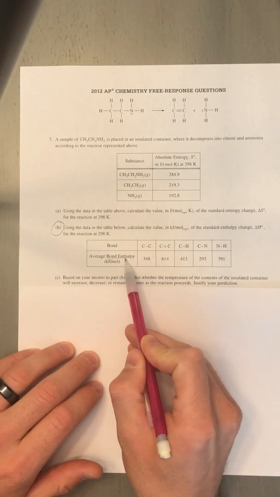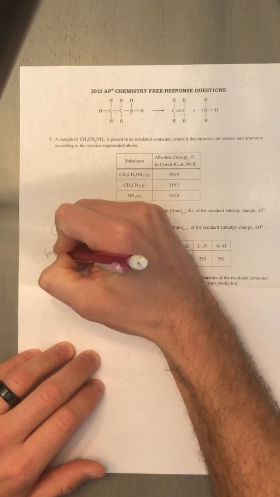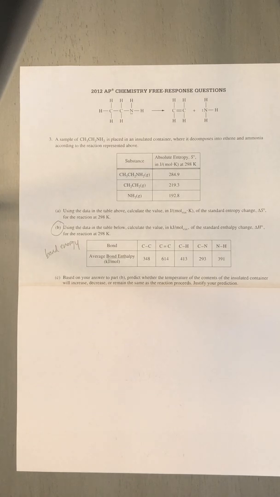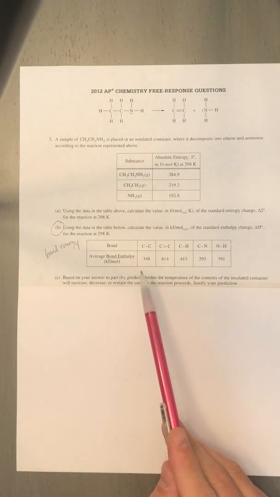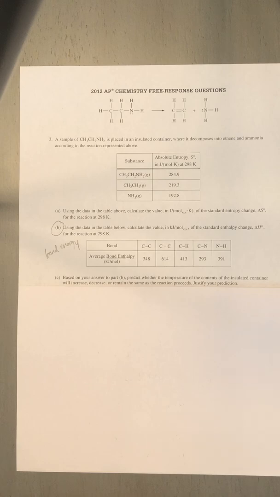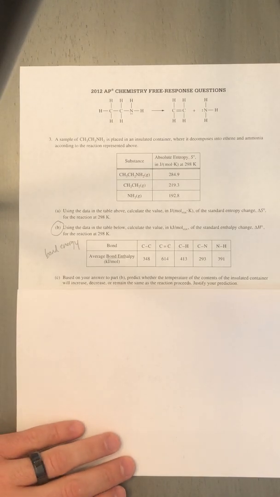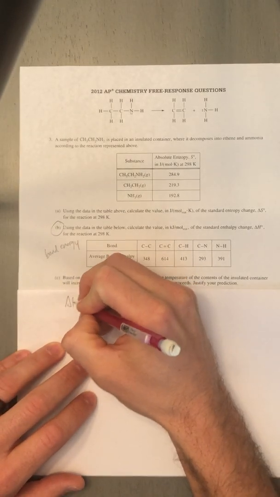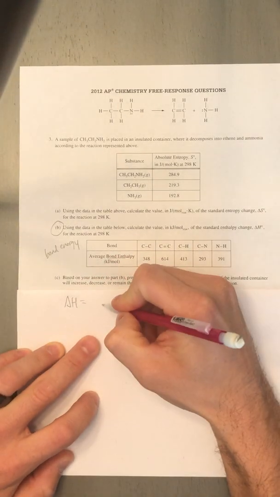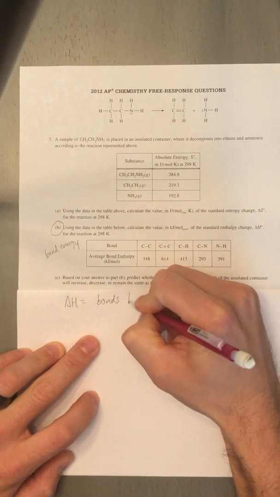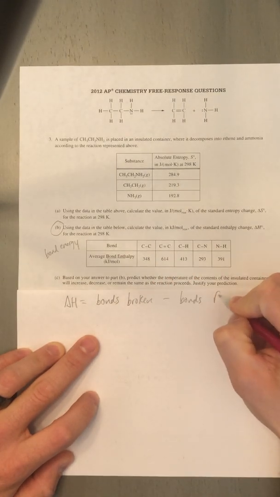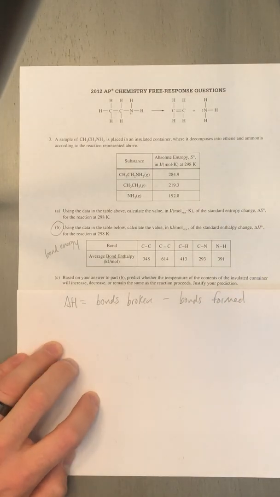They give you bond enthalpy or bond energy values. All that is saying is how much energy does it take to break these different types of bonds. And so what we're asked to do here, you see in B, you're asked to find delta H. So this is the formula that you need to know. Delta H equals bonds broken minus bonds formed. So that's our formula.